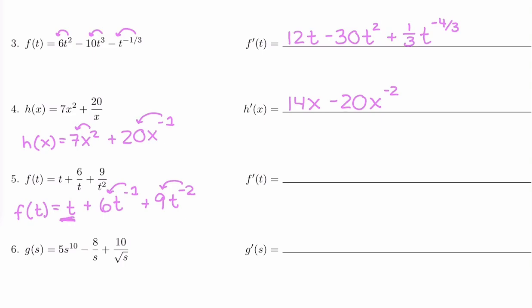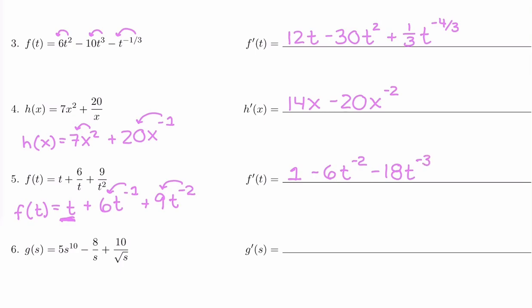Derivative of 1t is just 1. 6 times negative 1 is going to give us negative 6. T to the negative 1 minus 1 is negative 2. I have 9 times negative 2 will give us negative 18. T to the negative 2 minus 1 is negative 3.